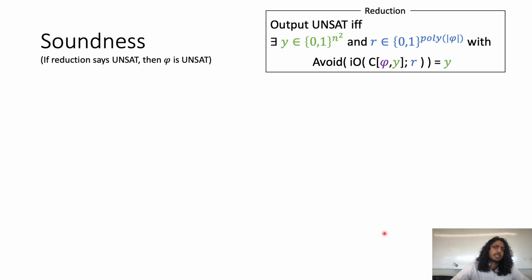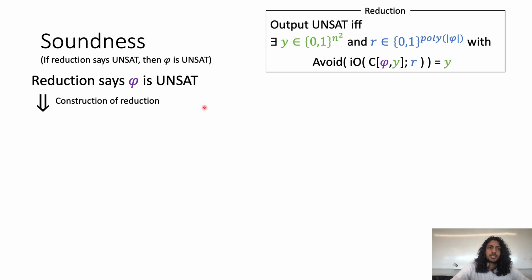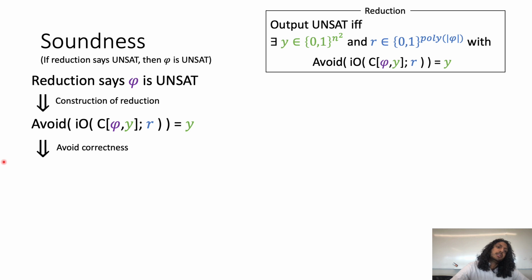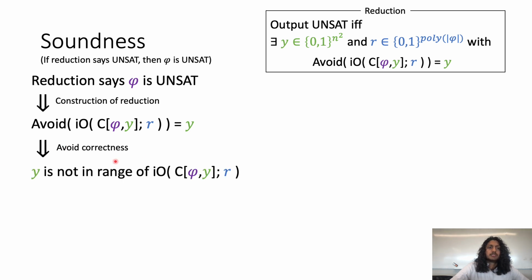The way you argue soundness is as follows. If the reduction says phi is unsatisfiable, then by construction of the reduction, that means there's some r and some y such that this condition holds. Then, by Avoid correctness, you know that y is not in the range of this circuit, because you assumed this is a good algorithm for Avoid, and that's what Avoid does.